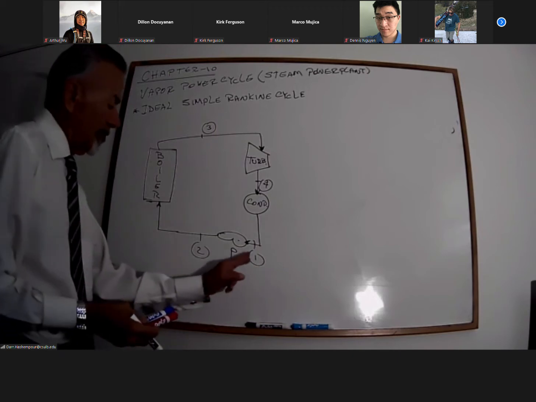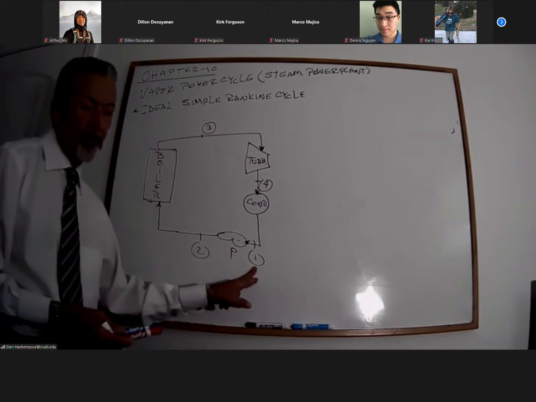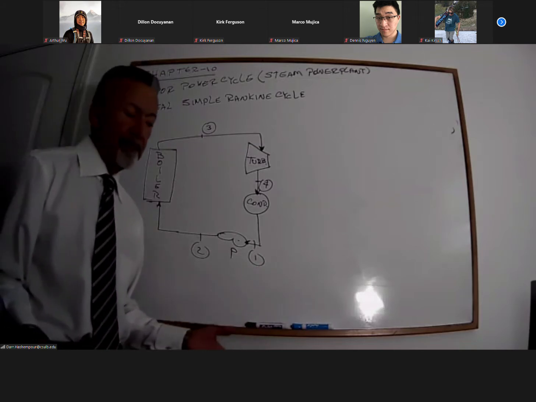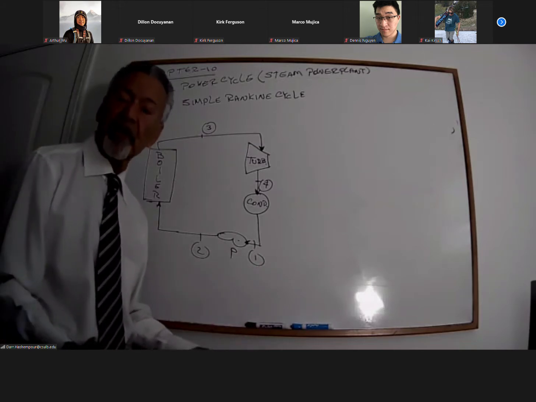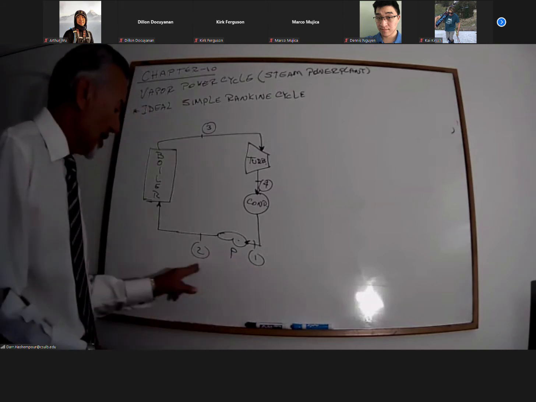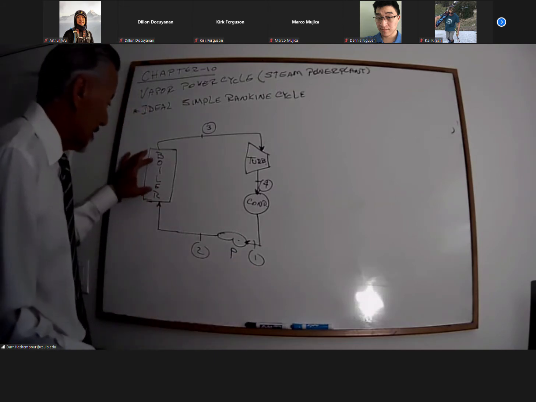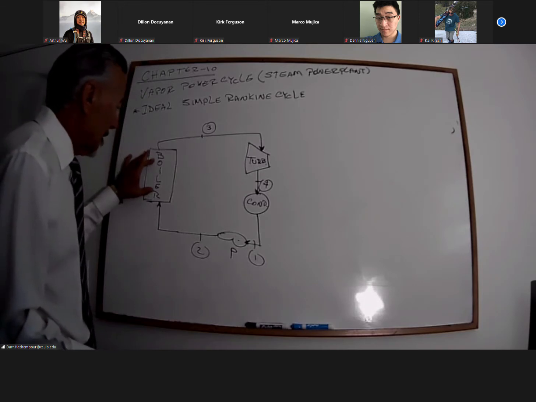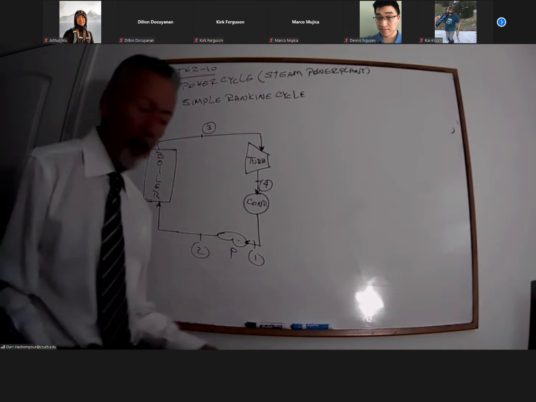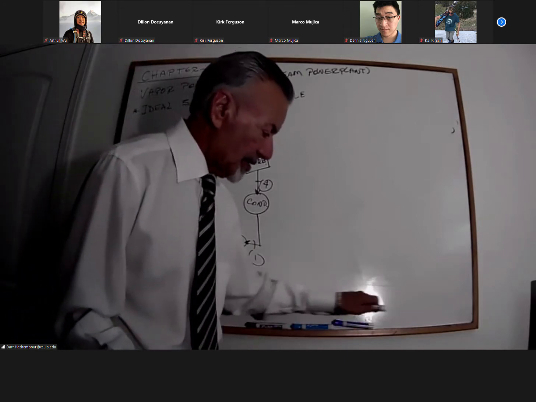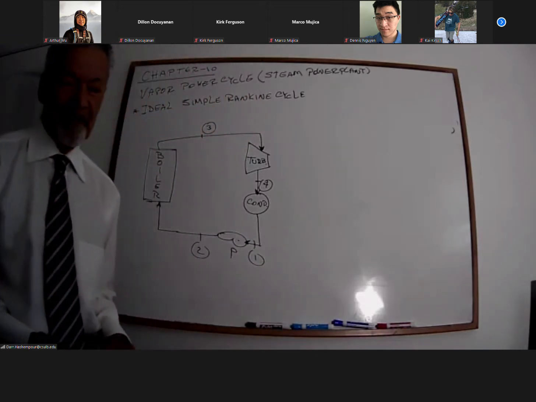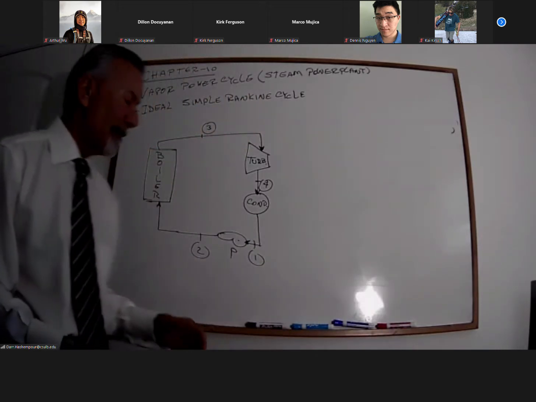Once again, we have a source of water. This source could be a well, could be a river, could be regular city water coming through the pipe. So that's our source. We pressurize it. We send it to the boiler. Consider boiler like your hot water heater at home, but about maybe 1,000 times bigger than that. That's the size of a boiler.